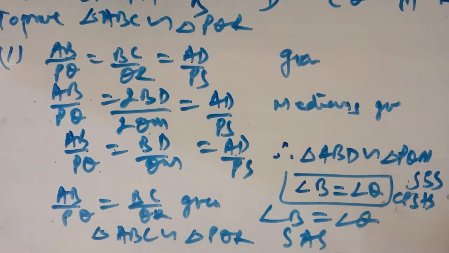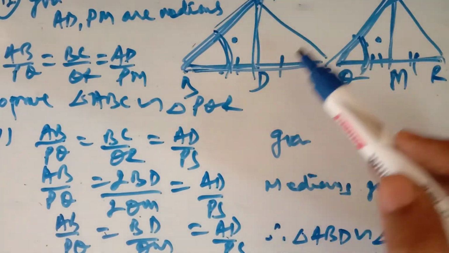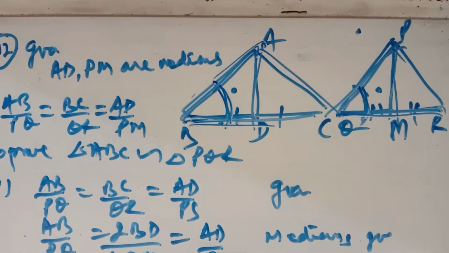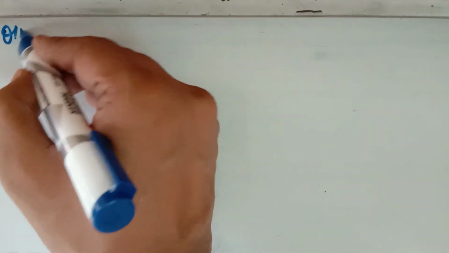The same type of question you will get in question number 14. First of all, I am doing question number 14, in which the sides AB, the median AD, and the median PM are in the same ratio, not BC and QR. Then how can we prove that triangles ABC and PQR are similar? This question will become somewhat larger than this question. So see it very carefully.